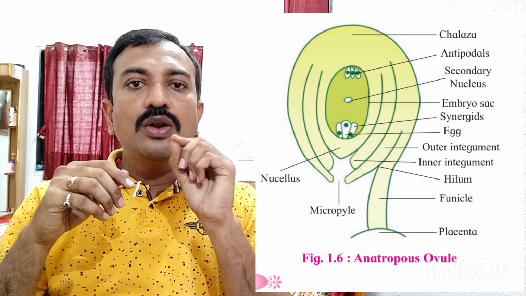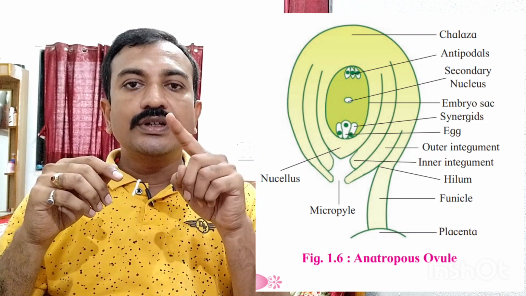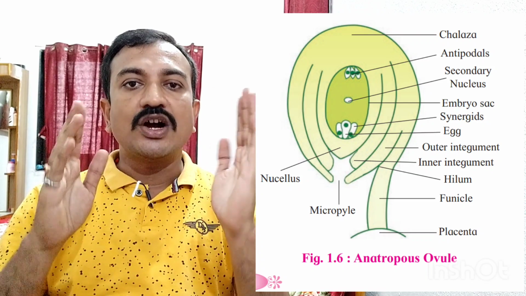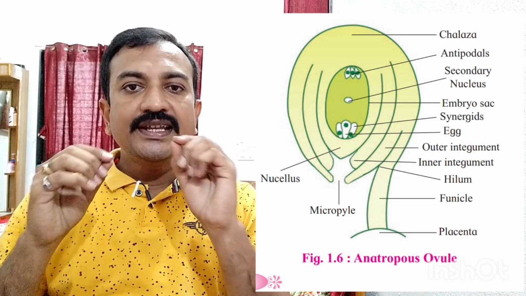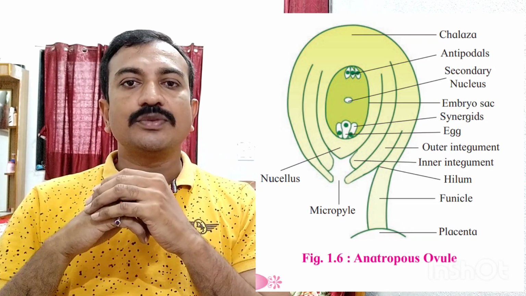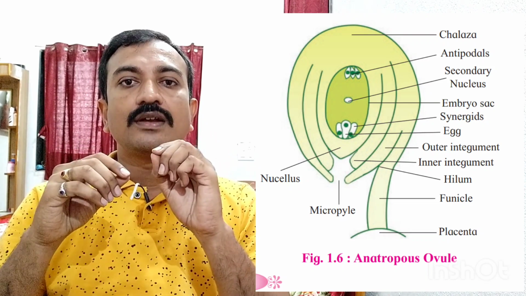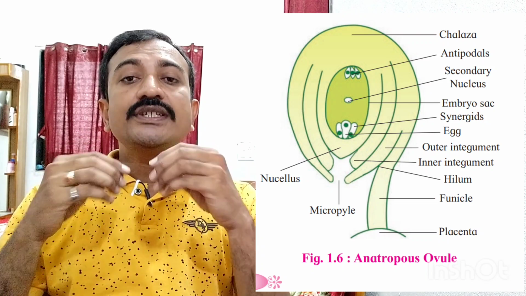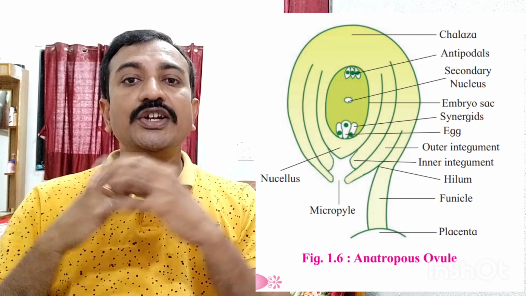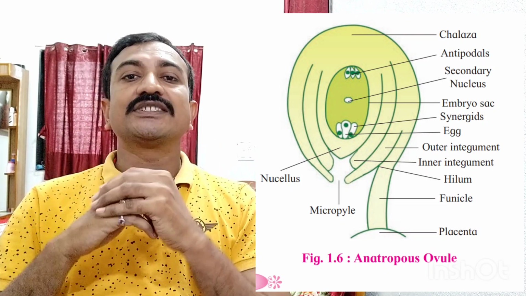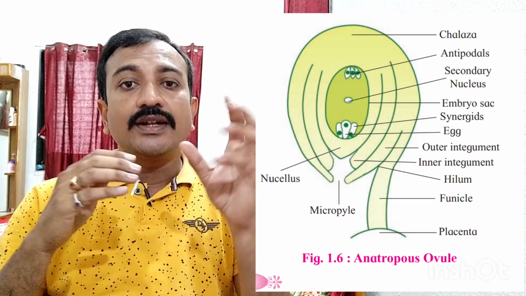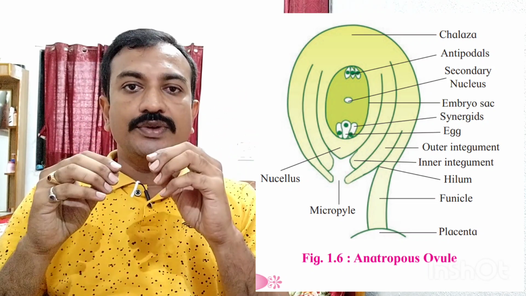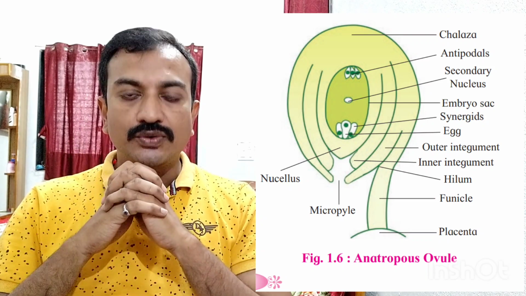The nucellus is totally covered by the integuments, outer integument and inner integument, except for one opening, and that opening is called the micropyle. So basically micropyle is a small opening, which is helpful for the entry of the pollen tube inside the ovule during the process of fertilization. Another part is the funicle, through which the ovule is attached to the ovary. So these are the different parts of the ovule, particularly the anatropous ovule.